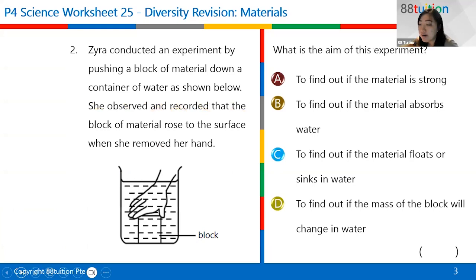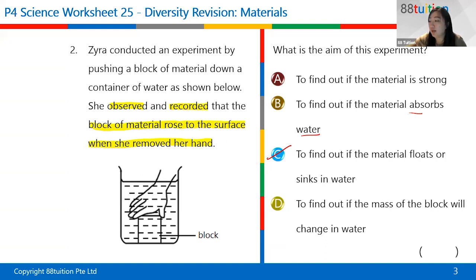Second question: Zaira conducted an experiment by pushing a block of material down a container of water, as shown below. She observed and recorded that the block of material rose to the surface when she removed her hand. What is the aim of the experiment? To find out if the material is strong, or to find out if the material absorbs water? Ivan, you want to try? C. Well done. If you want to find out if it absorbs water, it's possible also, but you must look at the observation. What is she trying to observe and record as a result? She's trying to observe whether or not the block of material will rise to the surface.